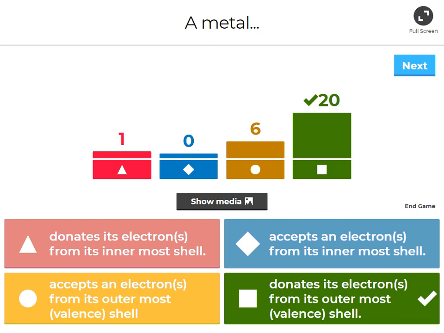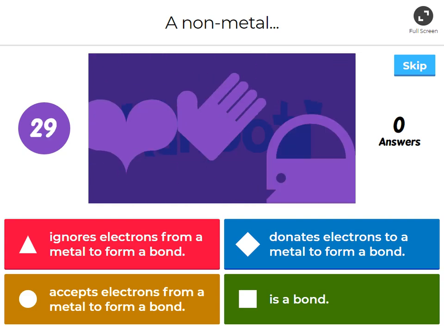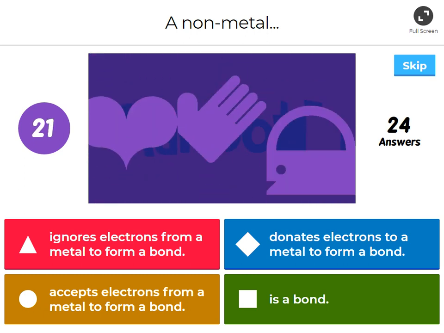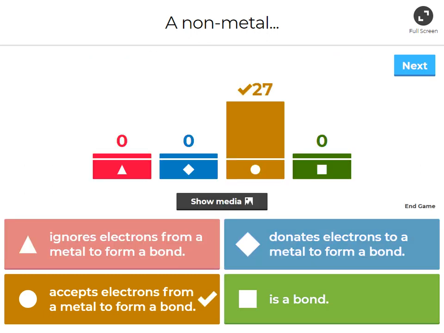Metals will donate because most metals have how many valence electrons? 1, 2, or 3, right? So they have less than 4 valence electrons. A non-metal. Good, opposite, we'll accept. So in an ionic bond situation, a metal will form what charge? Say again? Positive, because it lost electrons.